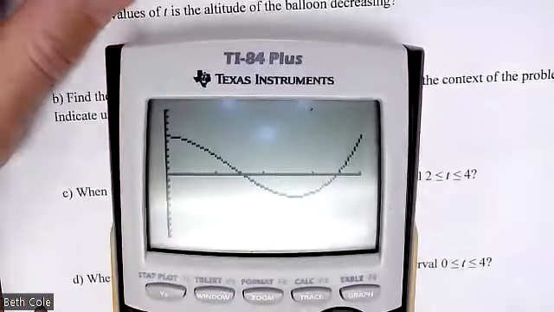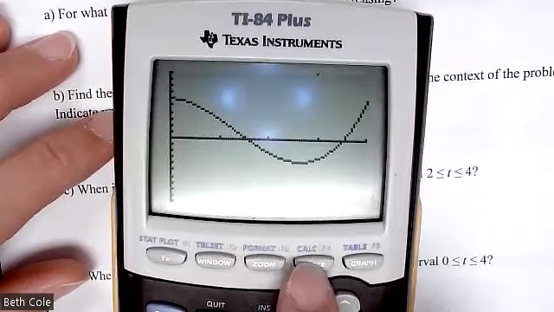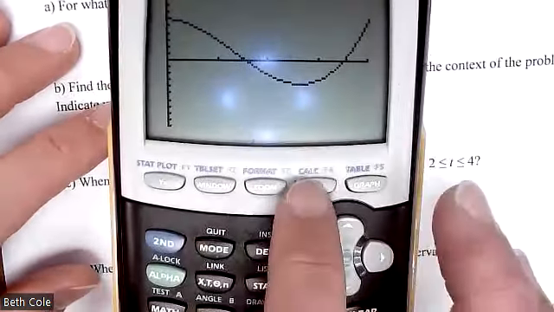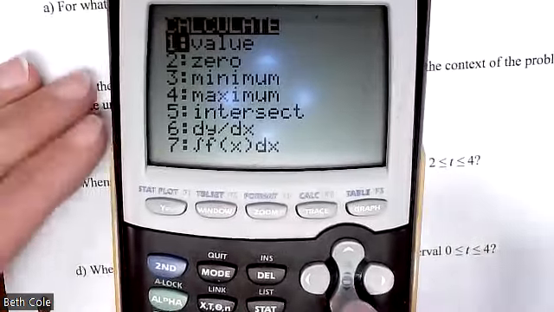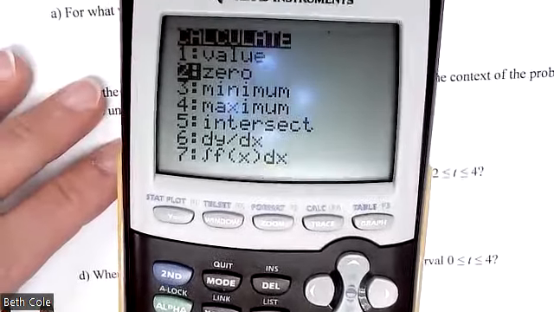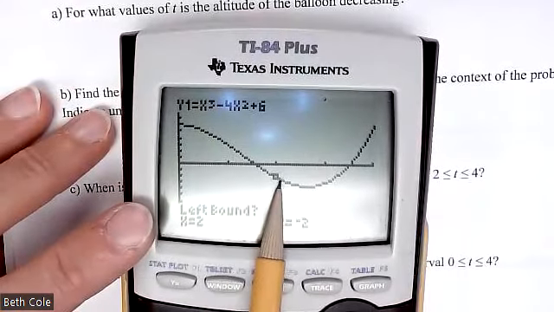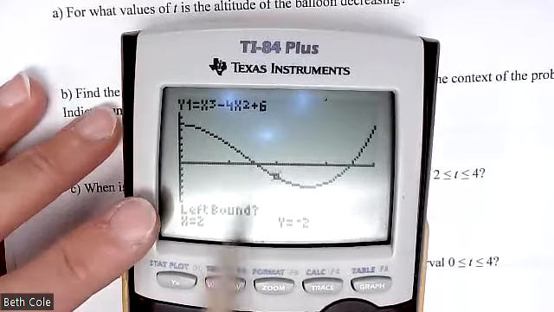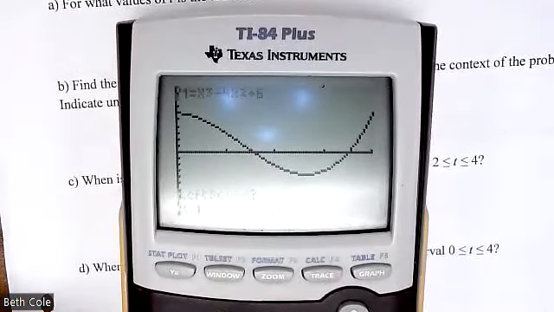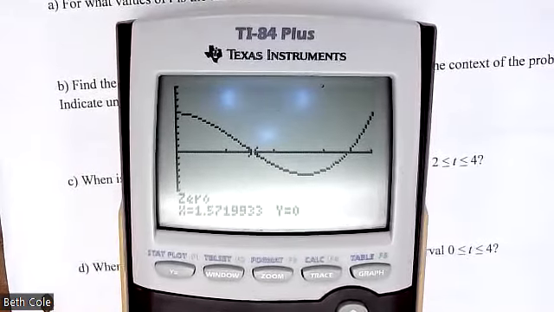Where am I going to go? It's one of these. What does it say above trace? Good. Calc. So I'm going to do second trace. Which thing do I want? Okay. Well, 0. And then you're going to do left bound, right bound, guess. I don't like fiddling with the arrows. Do you see how this looks like it's around 1.5? All right. So for left bound, I'm going to hit 1 enter. For right bound, I'm going to hit 2 enter. And for guess, I'm going to put 1.5 and it will tell me.